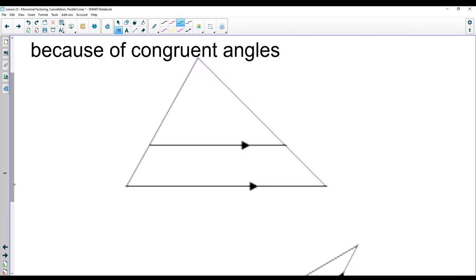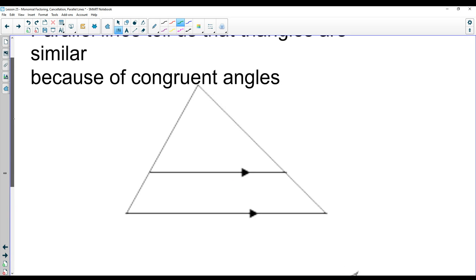Now we have some triangles where two of the lines are marked as parallel. No other angles are marked, but you should know that these are similar. Why? Because go back to what we learned at the beginning of Algebra 2. We learned about parallel lines.